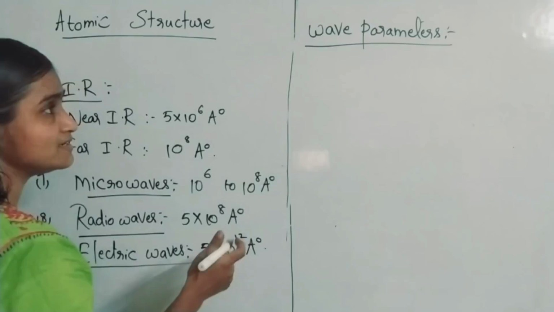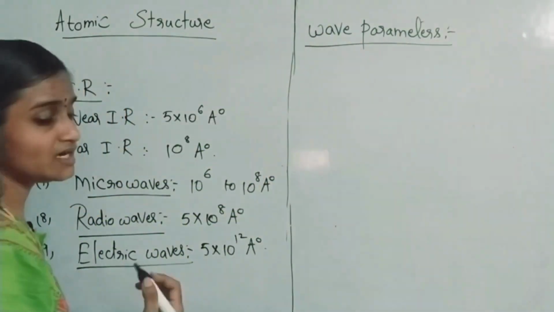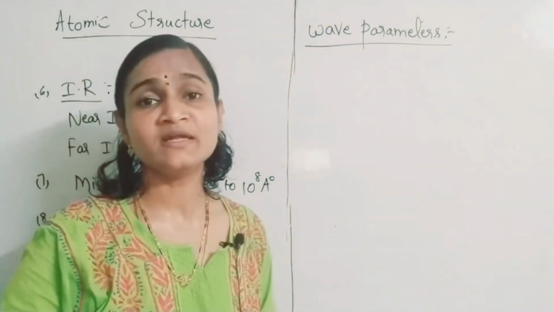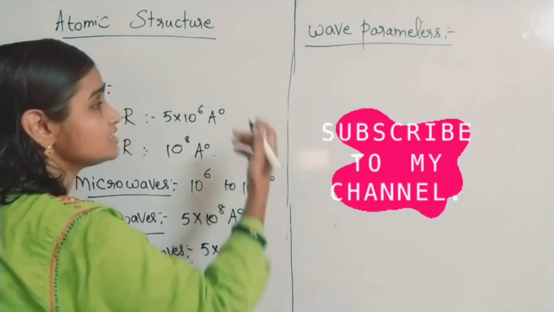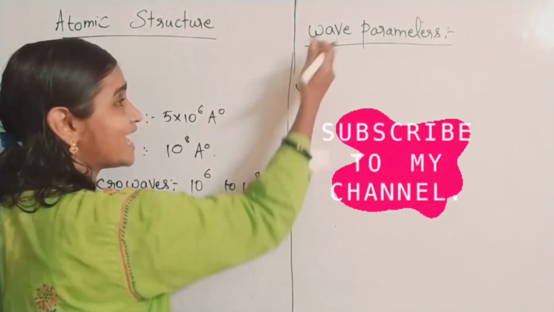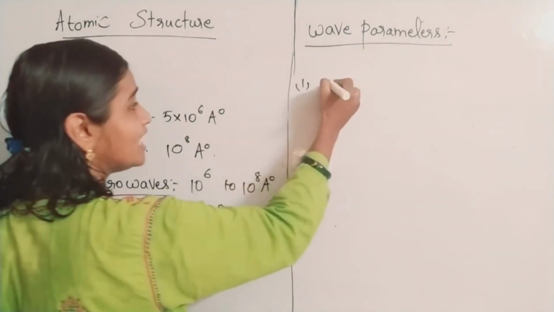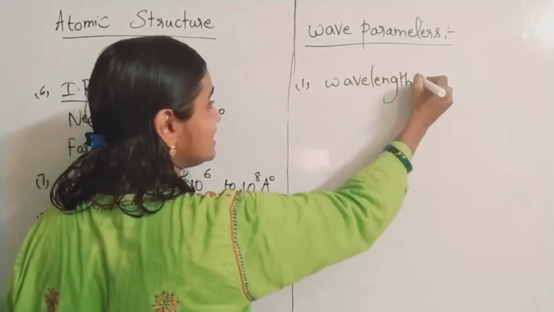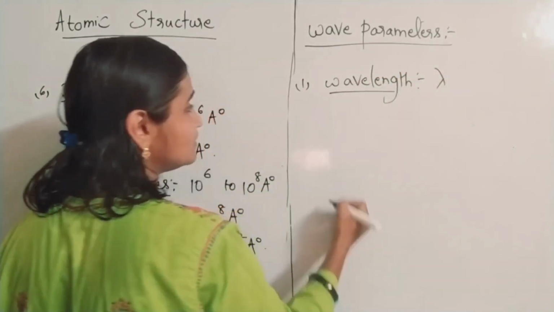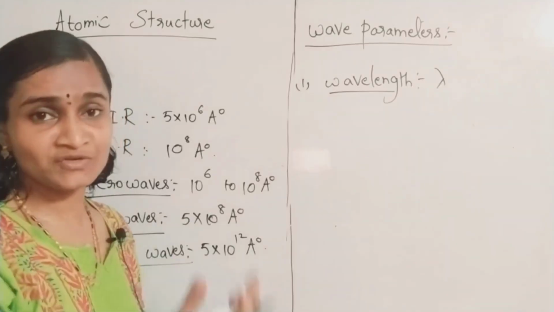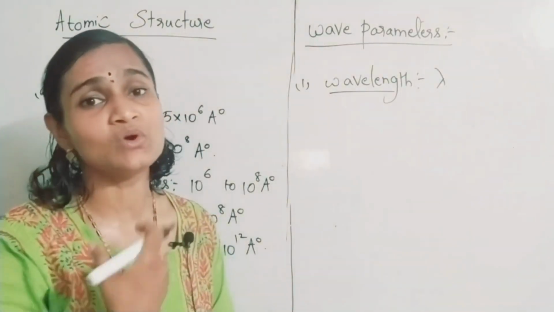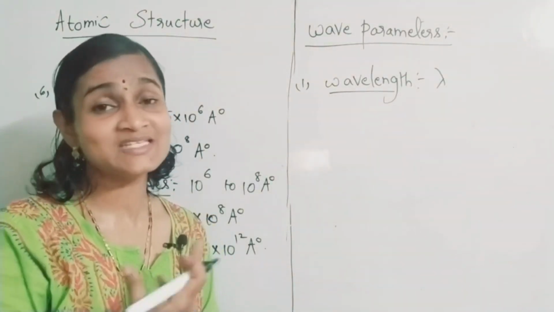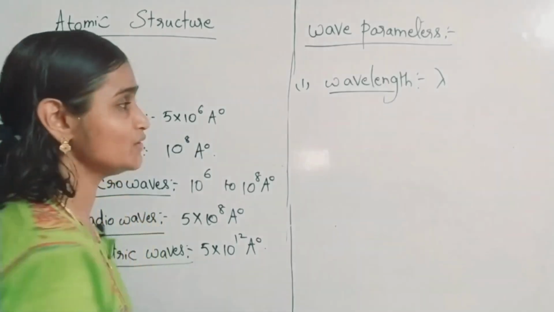So wave parameters. You all know that a wave is a disturbance created in a medium. So you have certain wave parameters, the characteristics possessed by a wave, like wavelength. You all know it is denoted by the symbol lambda. The distance between two consecutive crests is called wavelength, denoted by lambda.